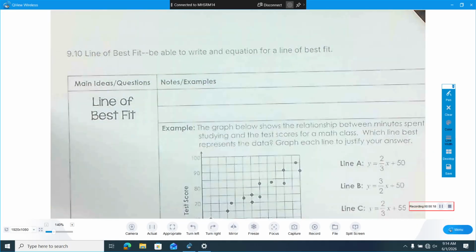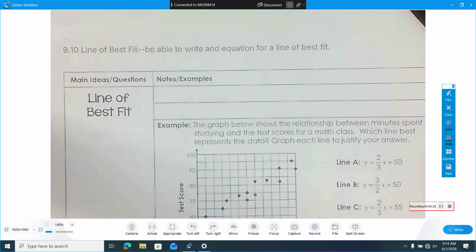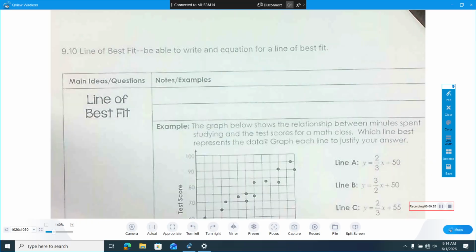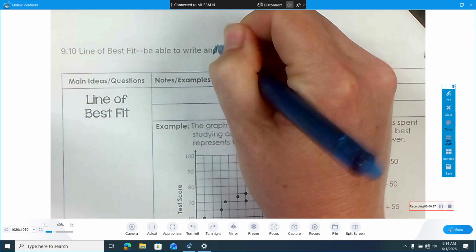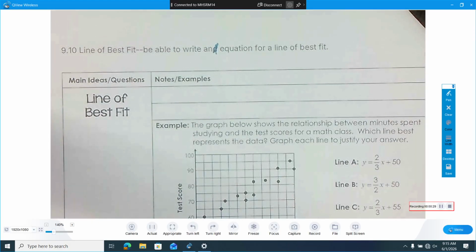All right, so today we're talking about line of best fit. We want to be able to write an equation for a line of best fit, and use it to help us predict.